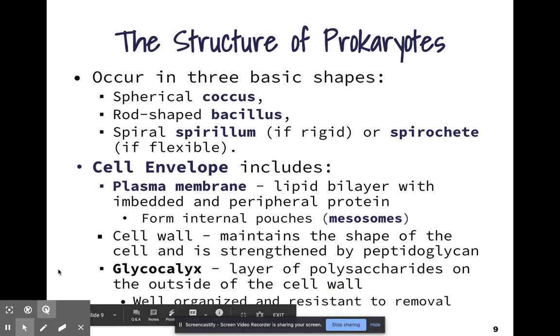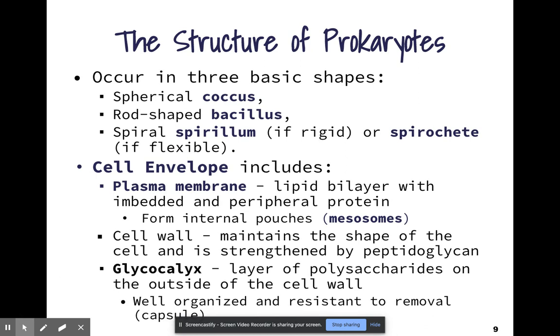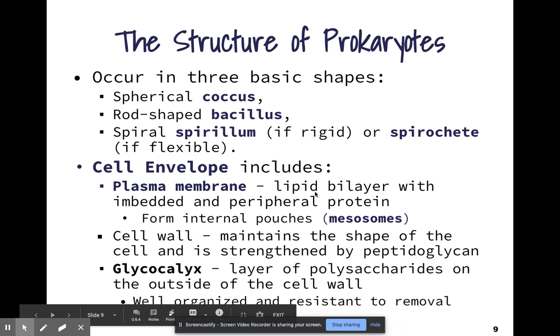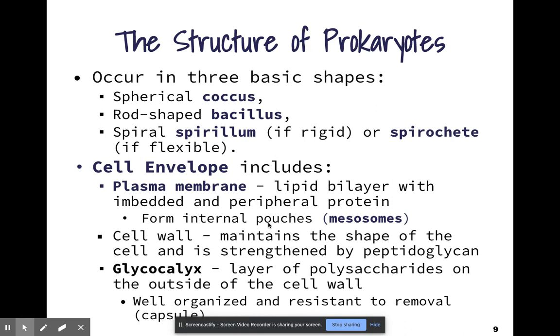All right, the structure of prokaryotic cells. They come in three different types of shapes: spherical, rod shaped, or spiral. The cell envelope includes a plasma membrane on the outside. It's made up of a lipid bilayer with embedded and peripheral proteins, which help form internal pouches known as mesosomes, okay?